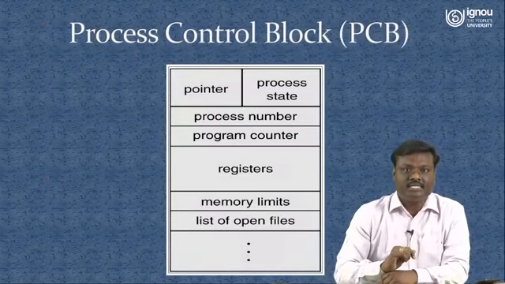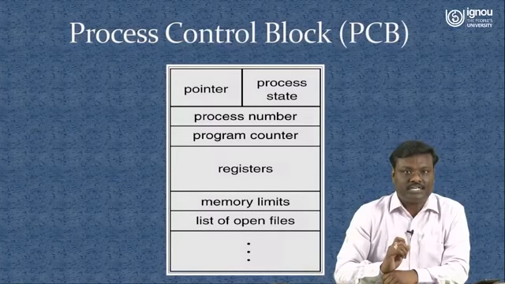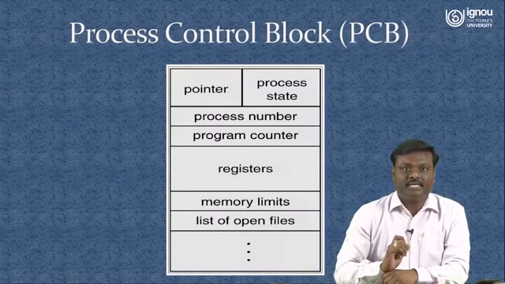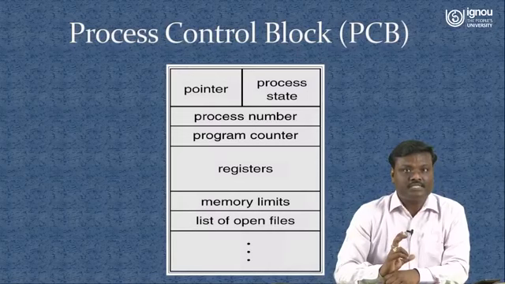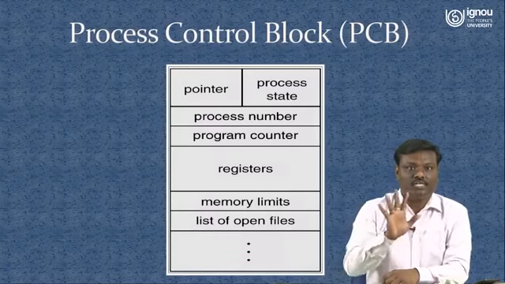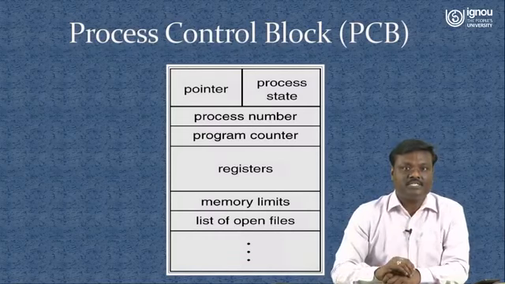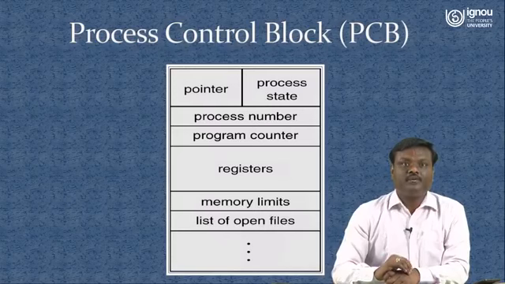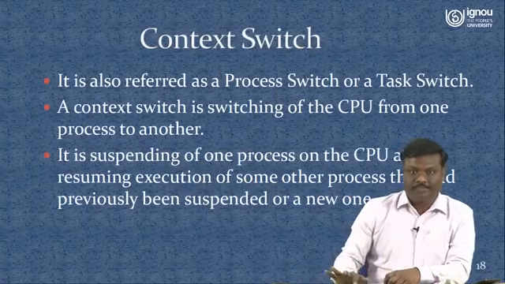You can see here the pointer, that is the address location, the process state, process ID, then the program counter, that is the next instruction that needs to be executed, complete registers, the values, then memory boundaries, list of files that are opened. So all these particular items constitute a process control block.